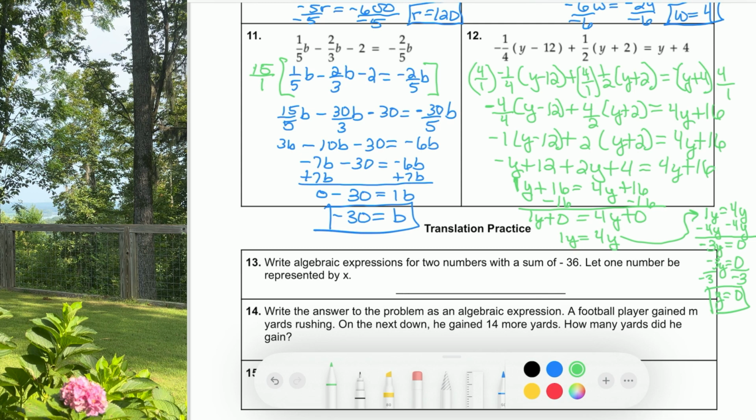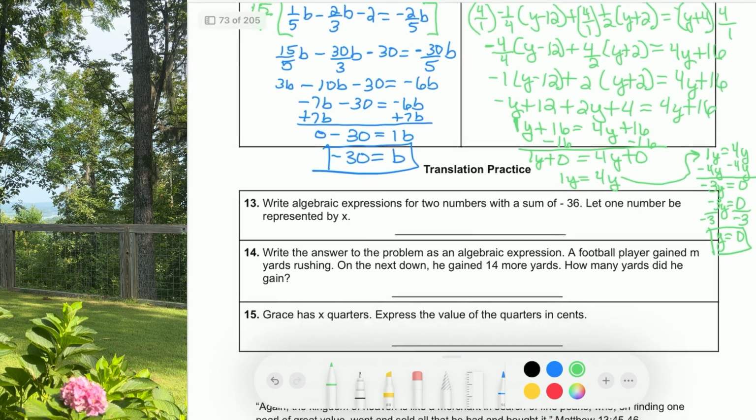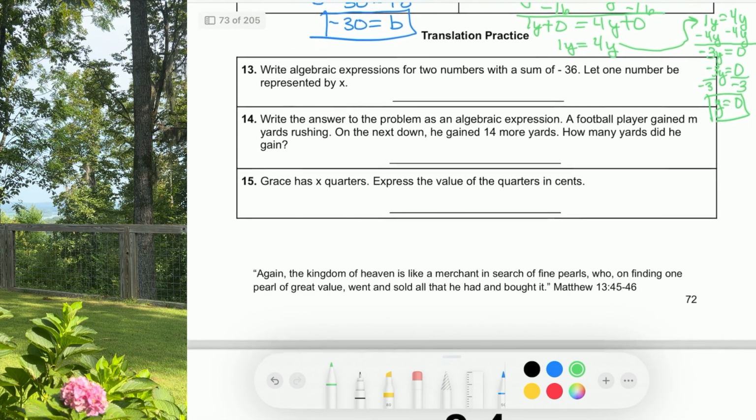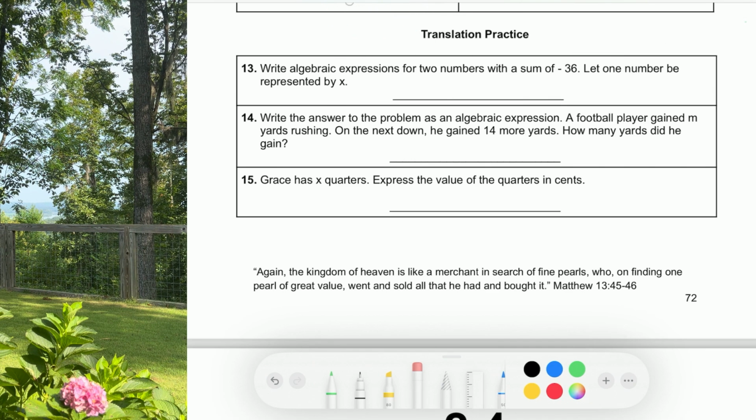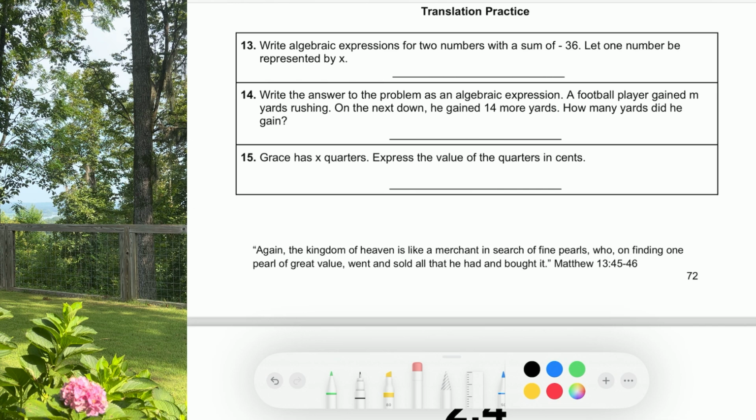That one had a few more steps than the previous one, but if you properly get rid of your fractions, a whole lot easier to solve. Okay, so let's scroll up and look at some translating practice. Let me erase this stuff so it's not in the way of what we're about to do. All right, let's look at some translation practice.